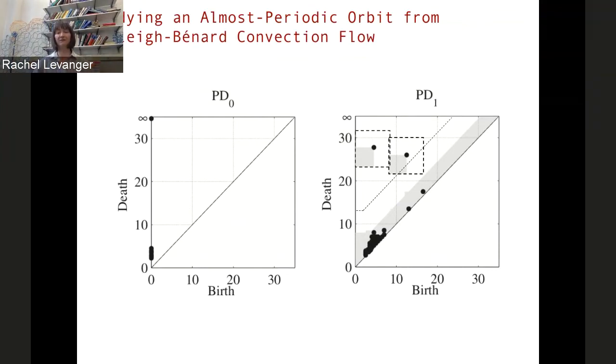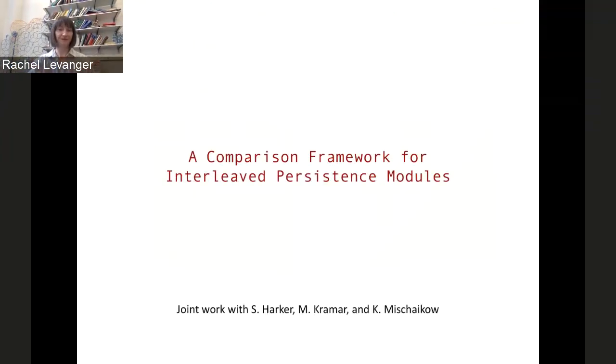So given only the classical stability theorem and that classical stability result, where you can look only at the difference in terms of the bottleneck distance between persistence diagrams, this work that we did extends that result to a much more general class of interleavings, and you can get more precise measurements on the errors that you might be introducing in your system by taking different types of approximations. So that's what I want to jump into now, is this comparison framework for interleaved persistence modules.